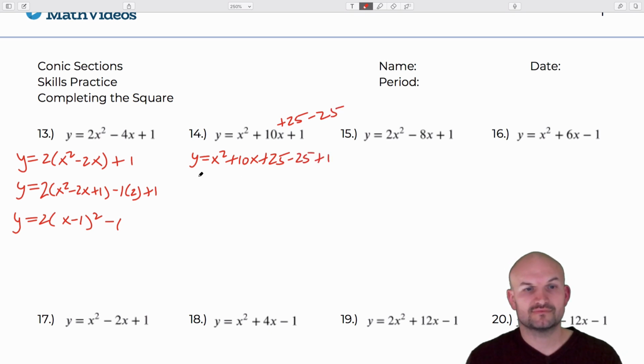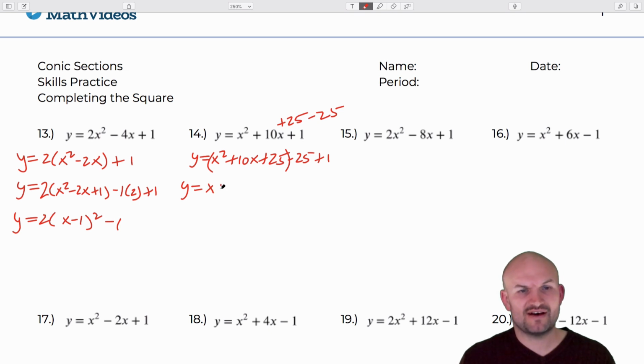25 plus 1. And therefore now I can group those together and I get y equals x squared plus, I'm sorry, that factored down is x plus 5 quantity squared minus 24. All right.